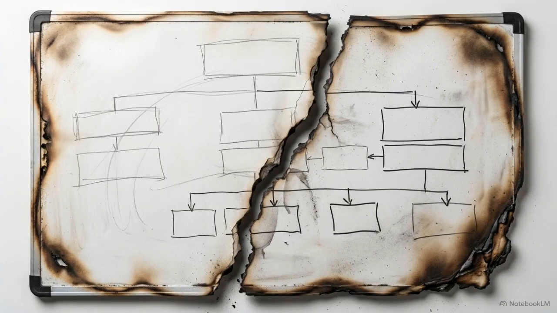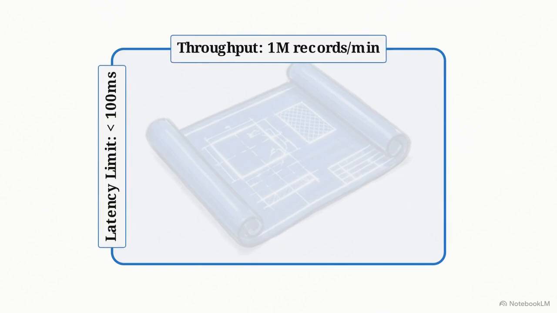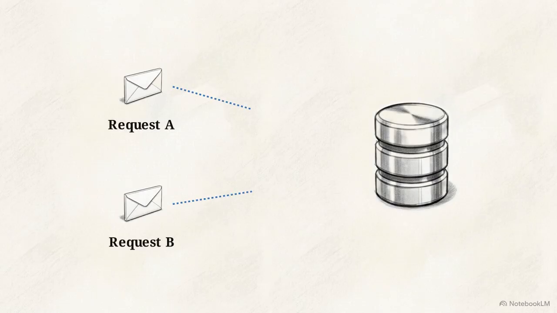Defining these precise boundaries up front prevents designing a system that works perfectly on a whiteboard but collapses under actual production loads. Every architectural decision from this point forward will be dictated by that 100 millisecond latency target and that 1 million record throughput. The most common trap engineers fall into when approaching this problem is the read-then-write pattern.